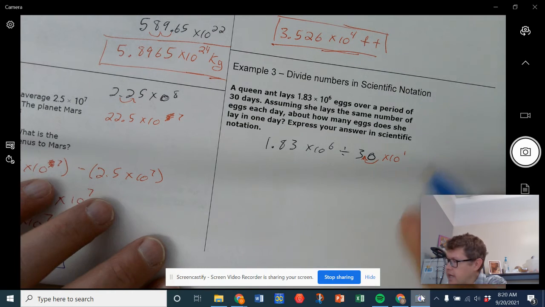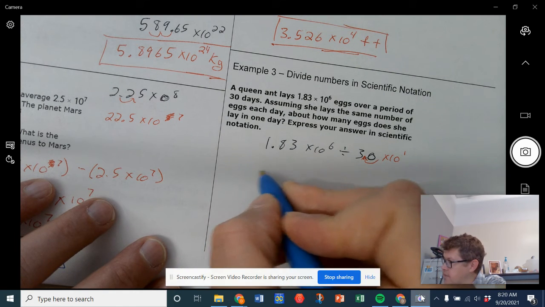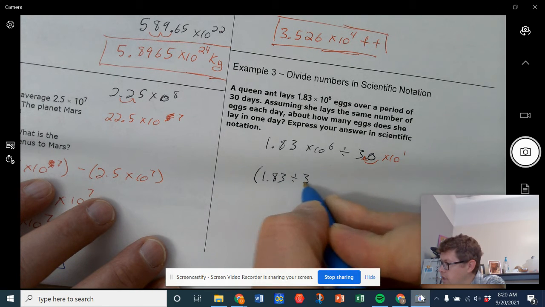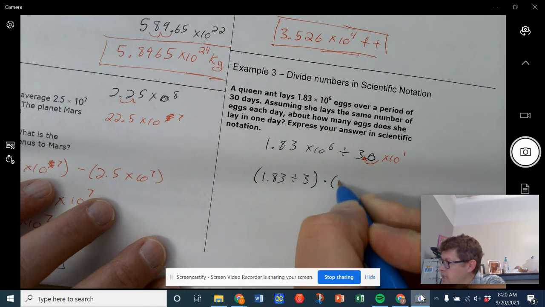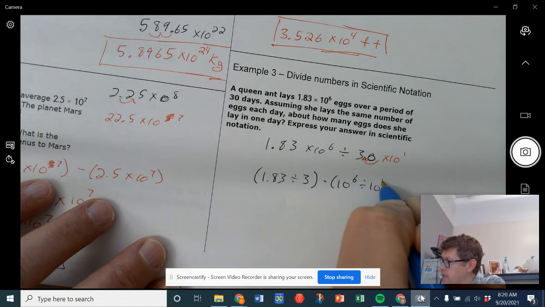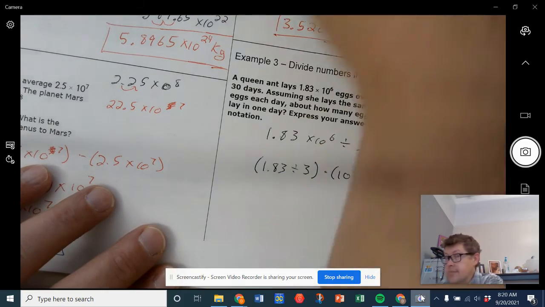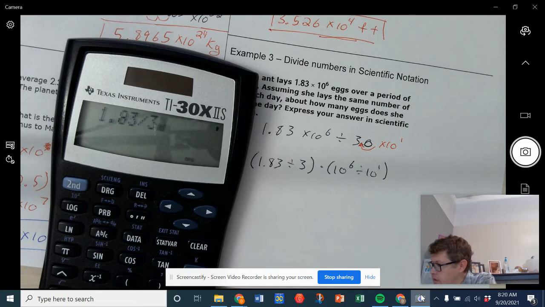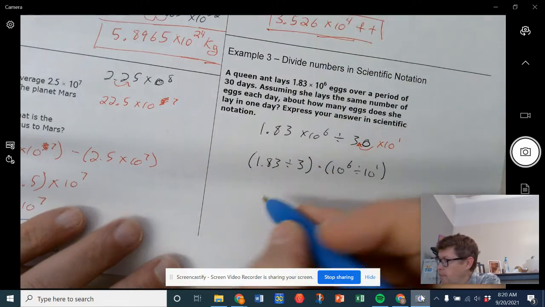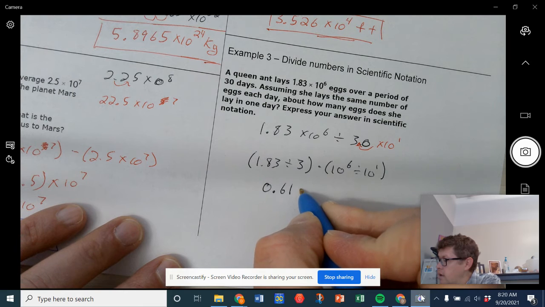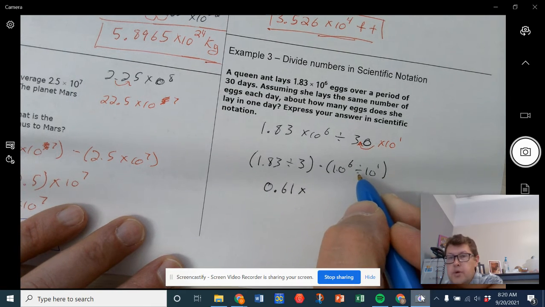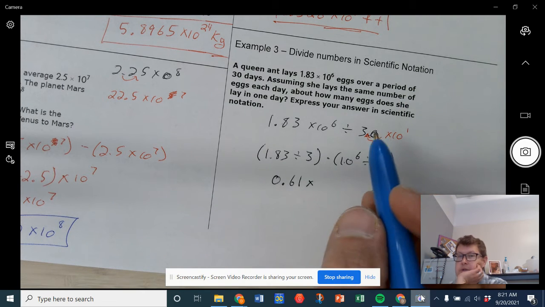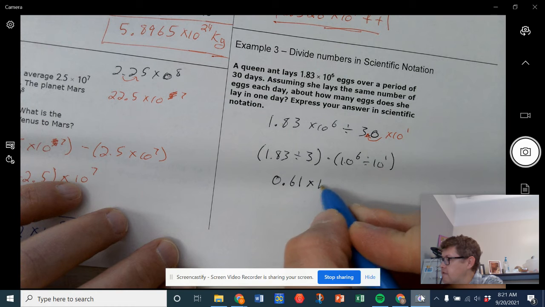And now we're going to match these up, match the numbers out front. We're going to say 1.83 divided by 3 times 10 to the sixth divided by 10 to the first. 1.83 divided by 3, I don't really want to do that by hand. So it gets us 0.61. And then we're multiplying by this. When you are dividing exponential expressions with the same base and different exponents, you subtract. So that's 10 to the fifth. 6 minus 1 is 5.